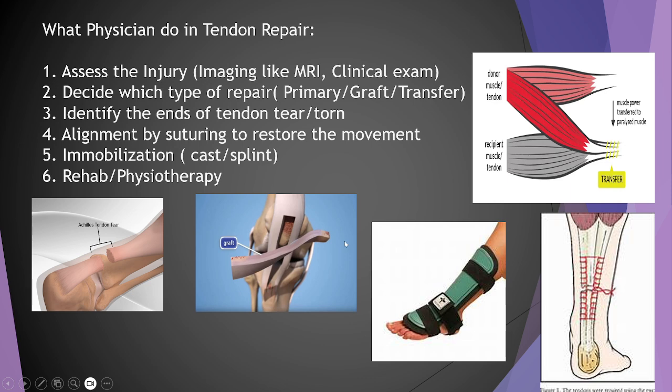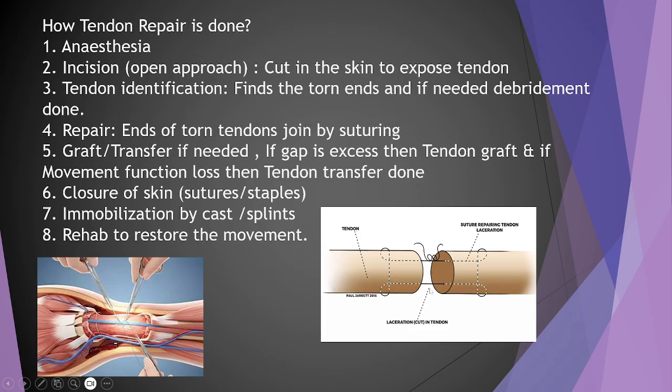So simply, the physician will assess the injury, find the type of repair, identify the ends of the torn tendon, and alignment will be done by suturing. Cast or splints are applied, and rehabilitation and physiotherapy will be done. How is it done?